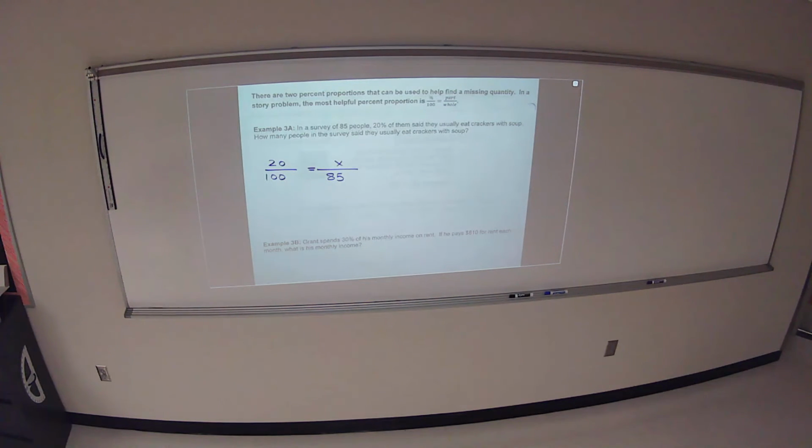Solve. Go. That's what you guys were assessed on yesterday. Use either of your two methods because your variable is on the top, so you could use one method, or you could use the tried and true cross multiplication method.